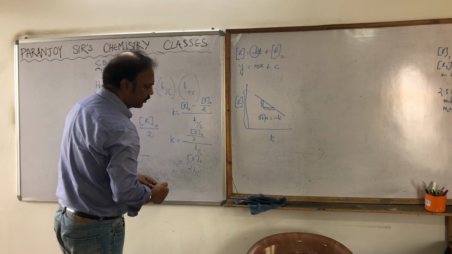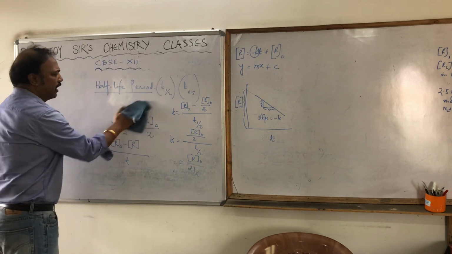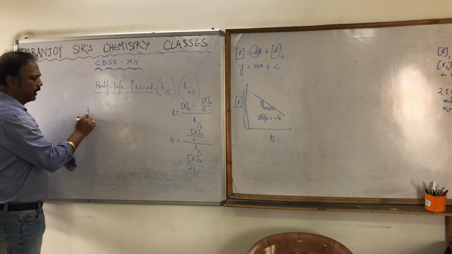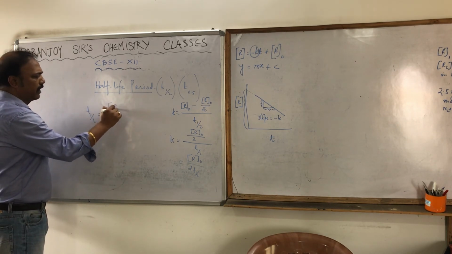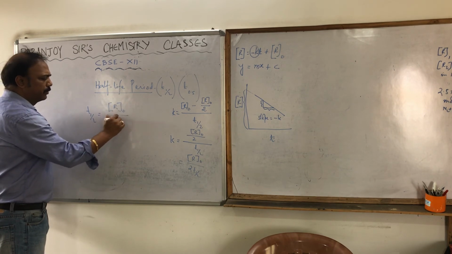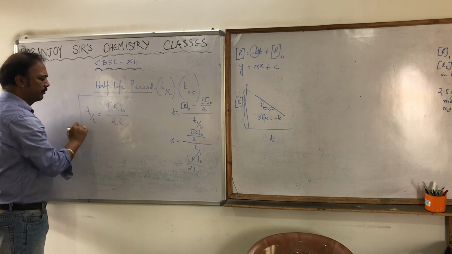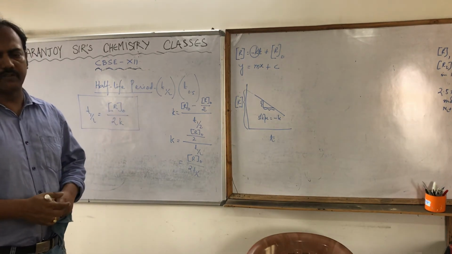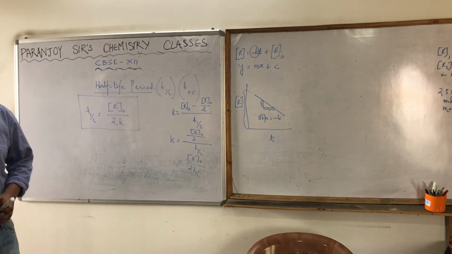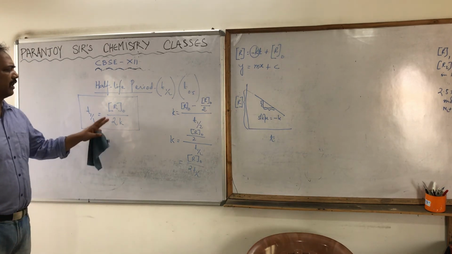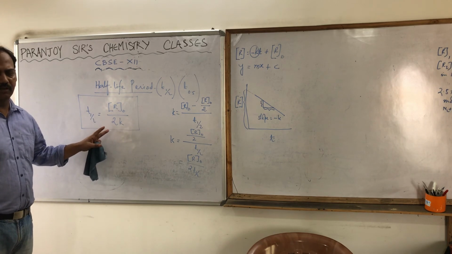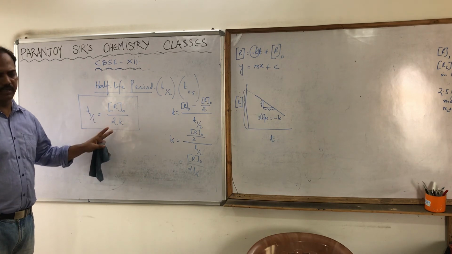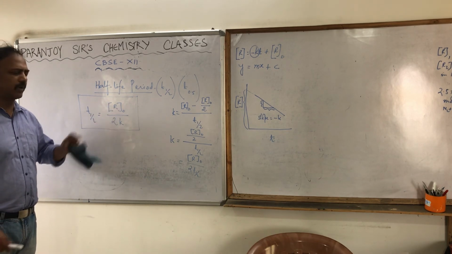So T half is equal to how much? T half is equal to [R]0 divided by 2k. Can I write it? Is that the expression for the half-life period of the reaction? So this is the half-life period expression for a zero order reaction: T half is equal to [R]0 by 2k.